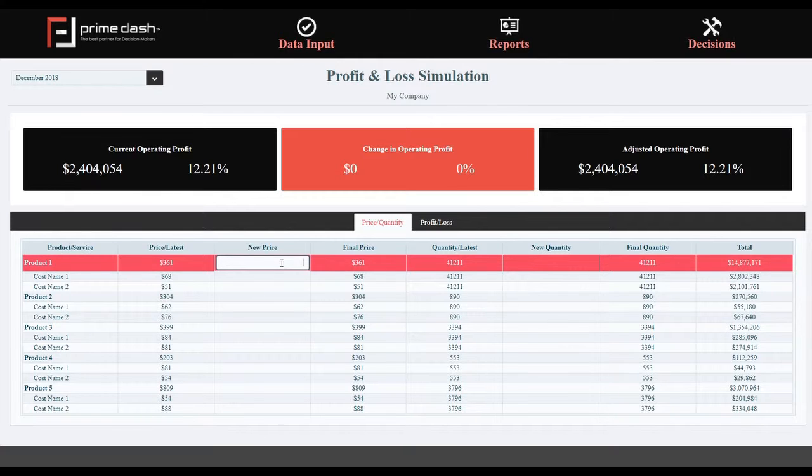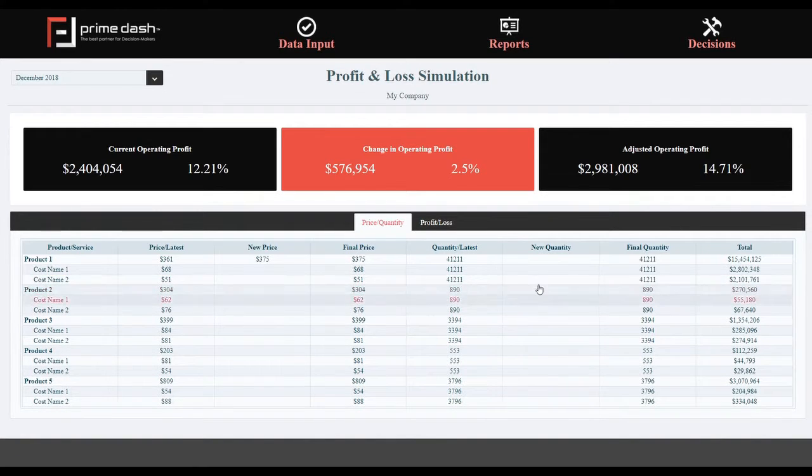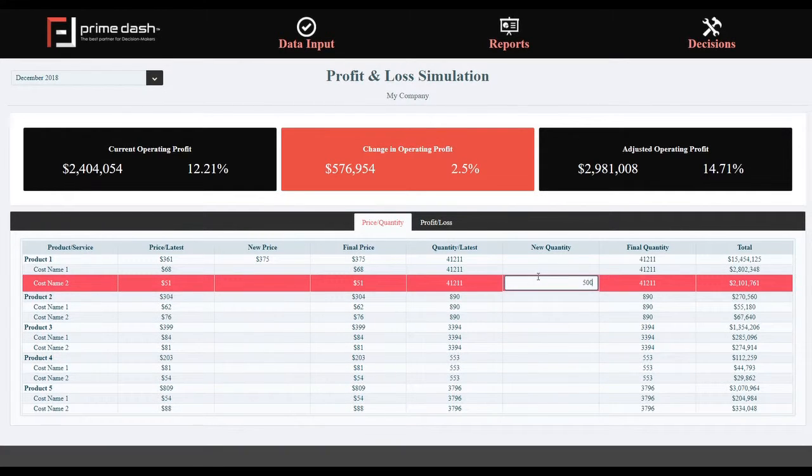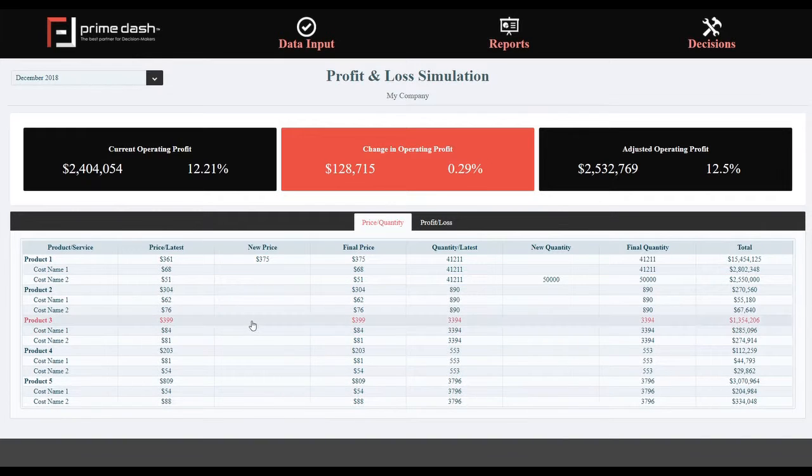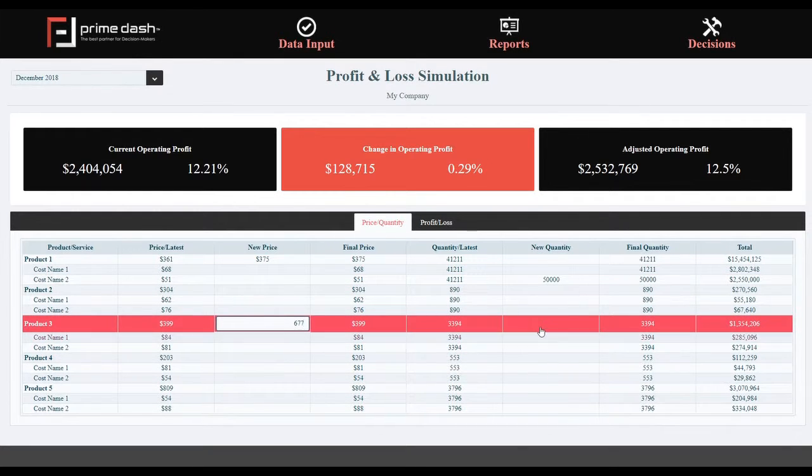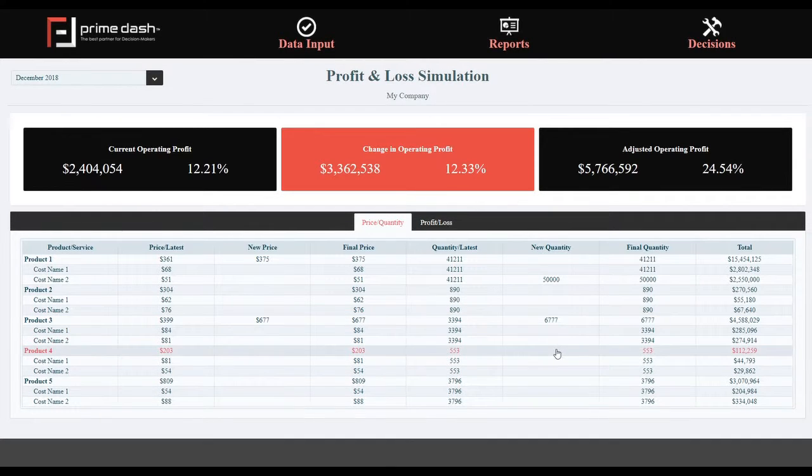In this simulation, you're able to change the price charged for the product or service, change the quantity sold for the product or service, or change simultaneously the price charged and the quantity sold for the product or service. Each simulation entered automatically generates the change in the operating profit and the adjusted operating profit with the specific changes included. The price and quantity simulation can be used to determine, for example, impacts of offering discounts or special offers, seasonal fluctuations, strategies for specific marketing campaigns, and the optimal combination for products or services.